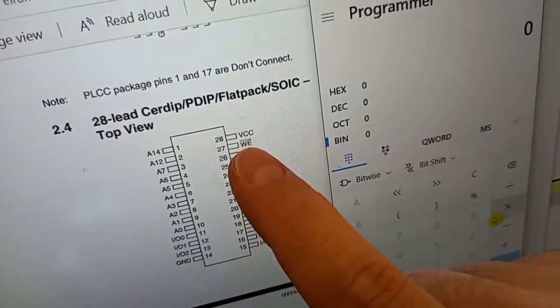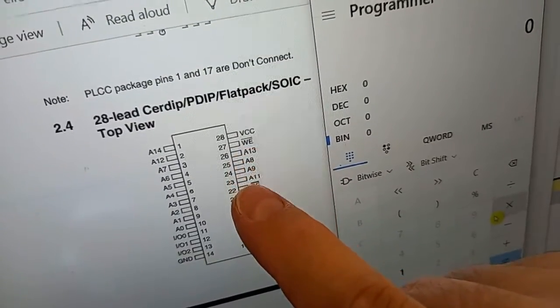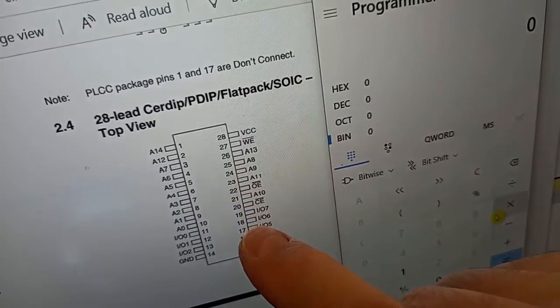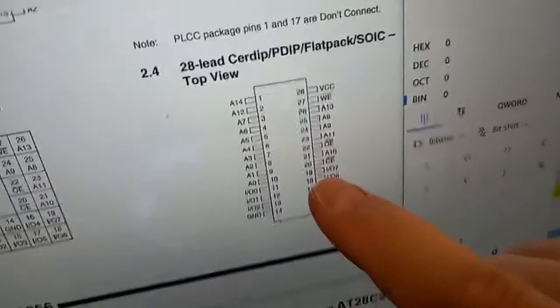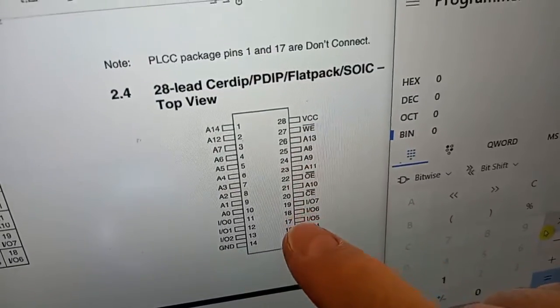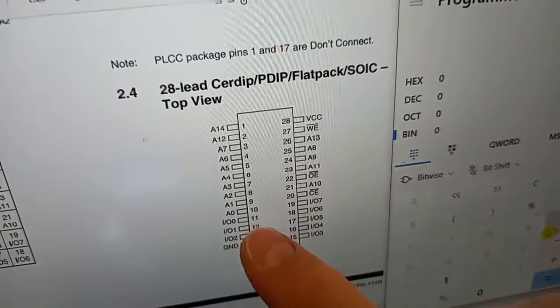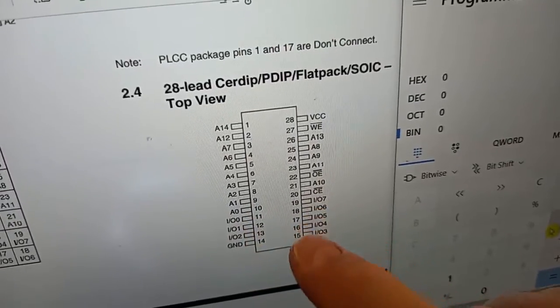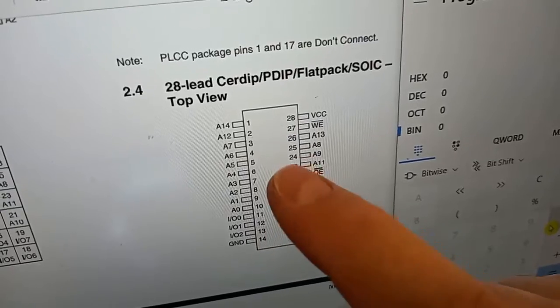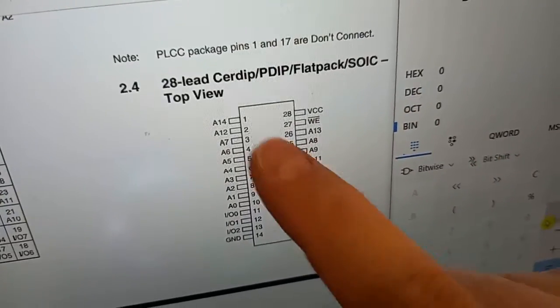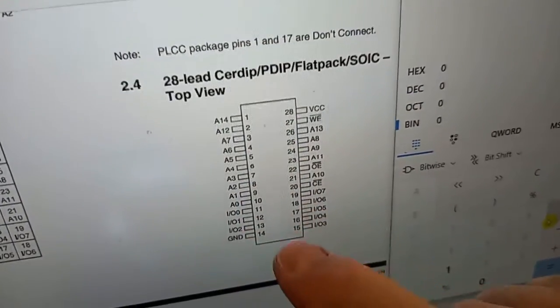Usually we disable write enable to be able to see the content of the memory chip, and we enable it as soon as we want to write something. We put a number here at the data bus, and we put an address at the address bus, and the chip will write this byte of data at the address.